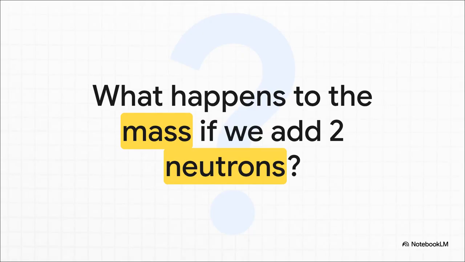So what happens if we mess with the recipe a little? Let's say we toss in 2 more neutrons. Does the identity change? Nope. It's still oxygen, because it still has 8 protons. But the mass definitely changes. Now we'd have 8 protons plus 10 neutrons, giving us a new mass of 18 AMU. We've just made a heavier version of oxygen, which has a cool name, an isotope.